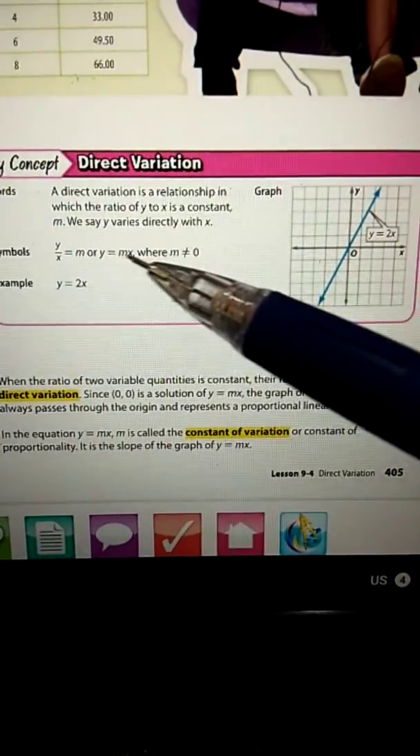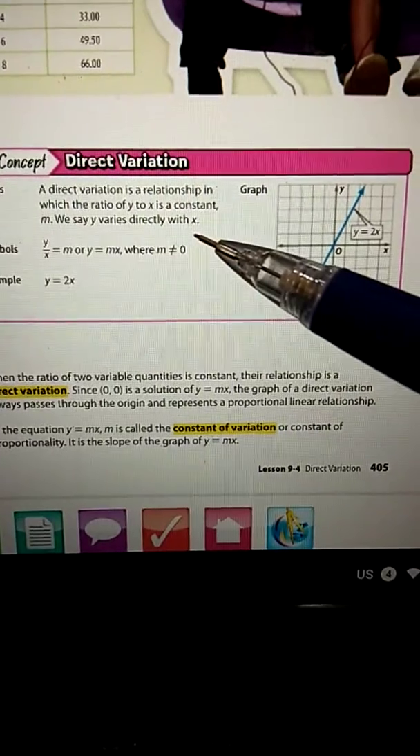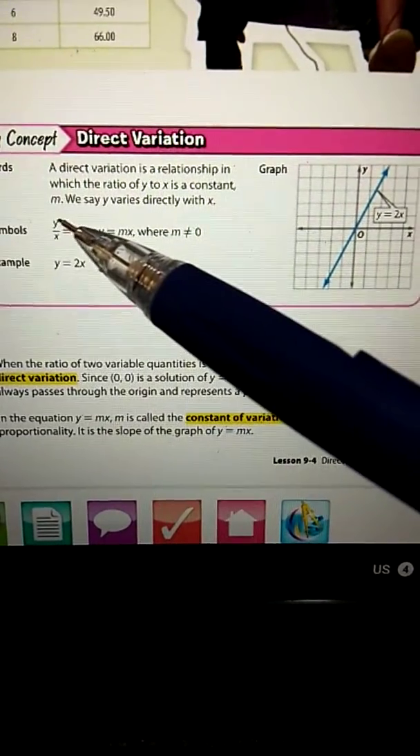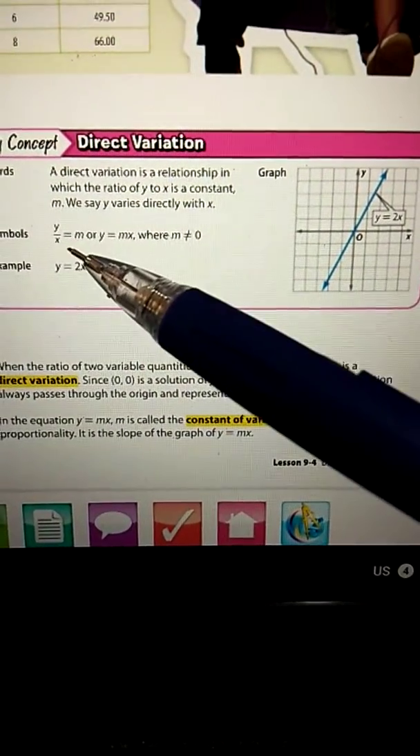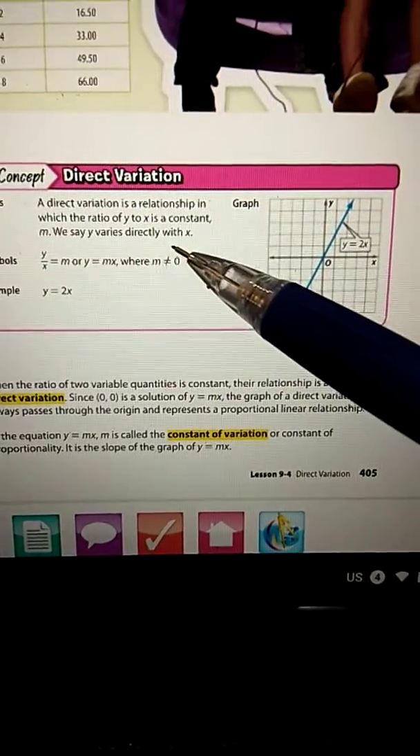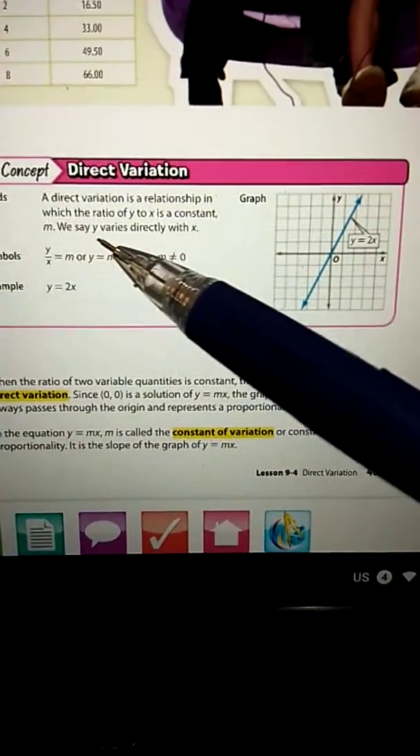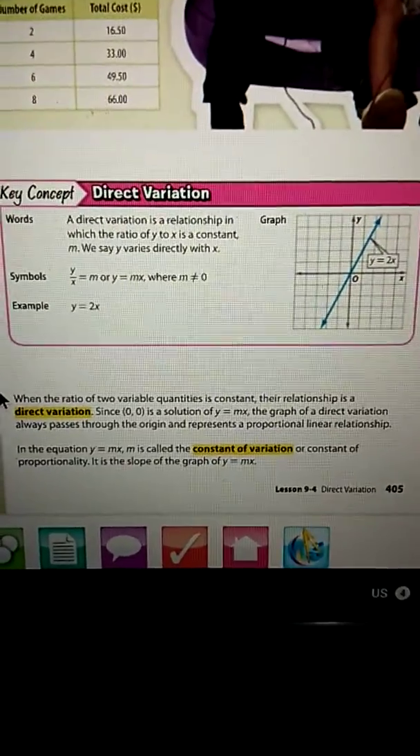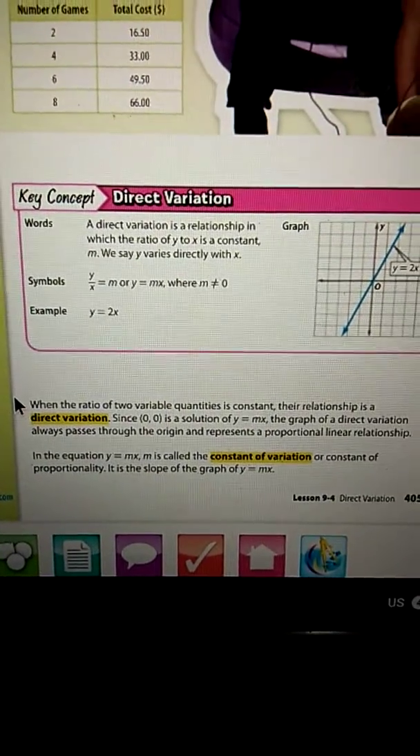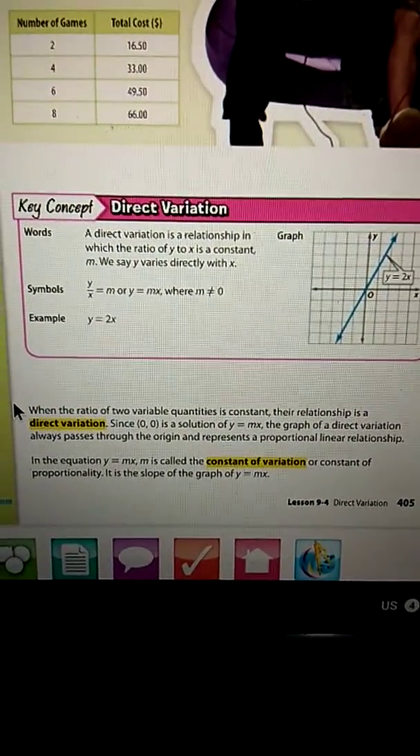So here it says a direct variation is a relationship in which the ratio of y to x is a constant, and the constant is represented by m. This is how we describe it in words: we say y varies directly with x. And to figure out the m, the constant, we take y and divide it by x. That's how we get that constant.